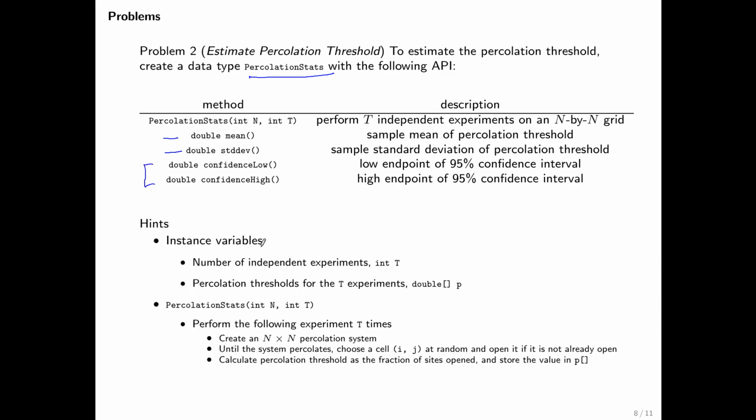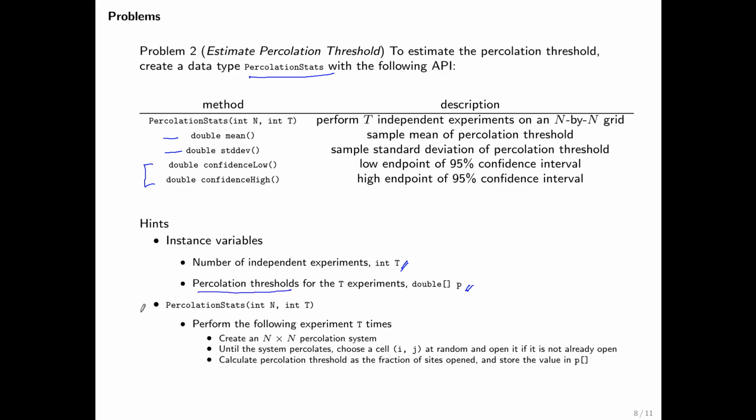For instance variables, you're going to need two things. You need capital T, which stores the number of experiments that you need to perform in order to determine the percolation threshold. And you also need an array called P, a one-dimensional array of primitive doubles. This array is going to have size capital T. And what is it going to store? It's going to store the percolation threshold from each of the T experiments. So those are the instance variables.